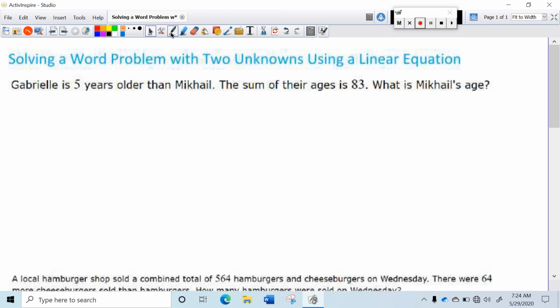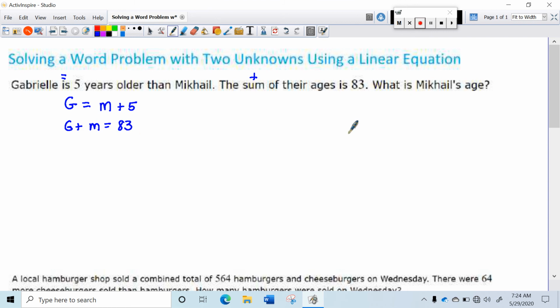Gabriel is 5 years older than Mikhail, so Gabriel equals an equal sign. Okay, so Gabriel is Mikhail's age plus 5, because he's 5 years older. The sum means add, so when we add their ages, we get 83.